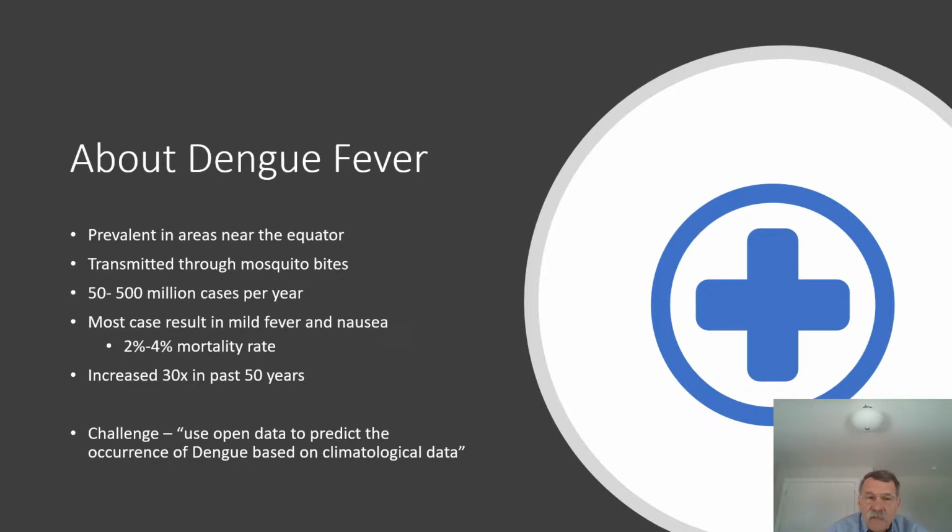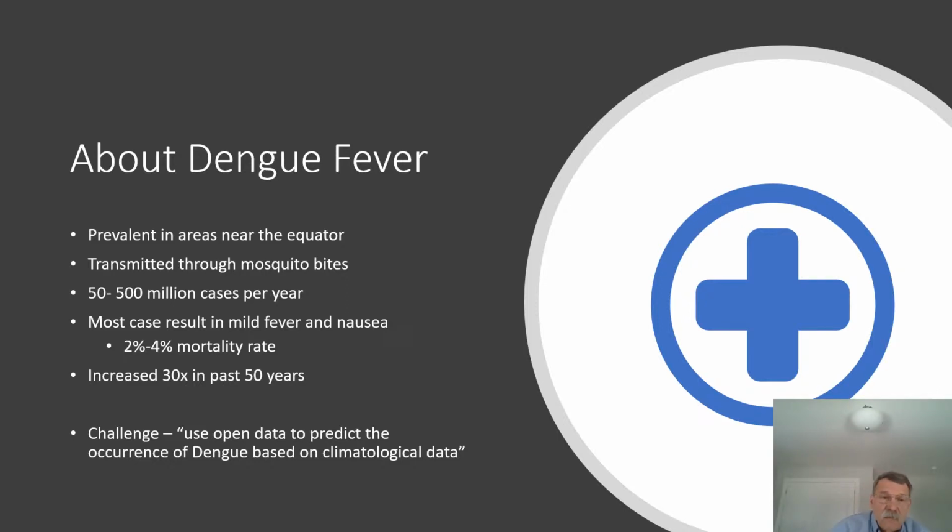In most cases, the symptoms go away in 5 to 7 days, but there is roughly a 2 to 4% mortality rate based on the 50 million cases per year. It has increased rapidly in the past 50 years.